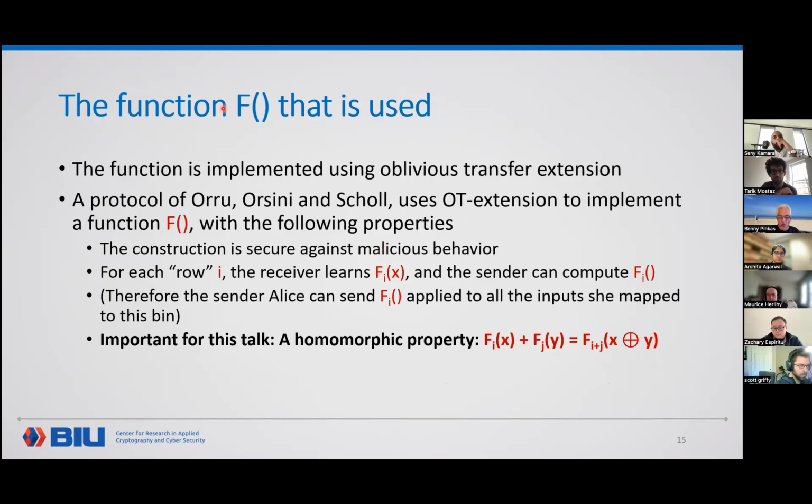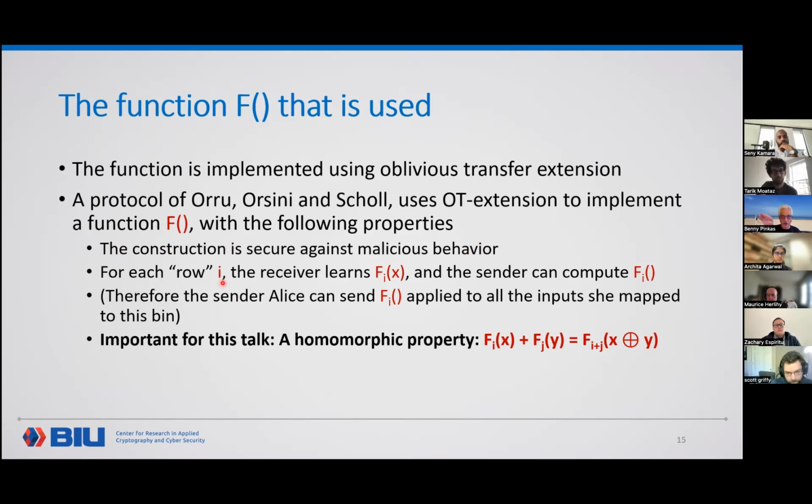And also, what is this function f that we use, this pseudo-random function like AES that you cannot compute without the key? It's not going to be AES. It's a function defined by Orrù, Orsini, and Scholl, which uses oblivious transfer extension, which is extremely efficient. It has the following property. It's secure against malicious behavior. It's extremely efficient. That's great.